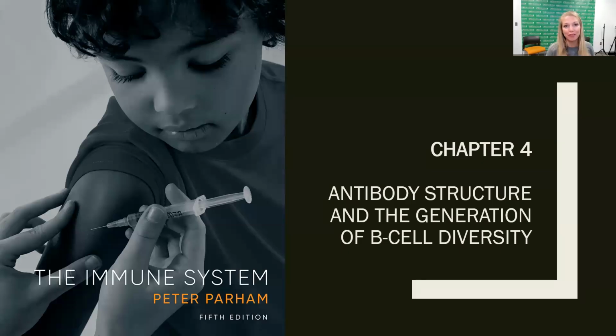Okay, chapter four. We are now leaving the innate immune system because the dendritic cells outnumbered the NK cells. And the NK cells said, okay, this is too much for me. And dendritic cells then went on to the draining lymph node. That's where we left off, and that's where we're moving into.